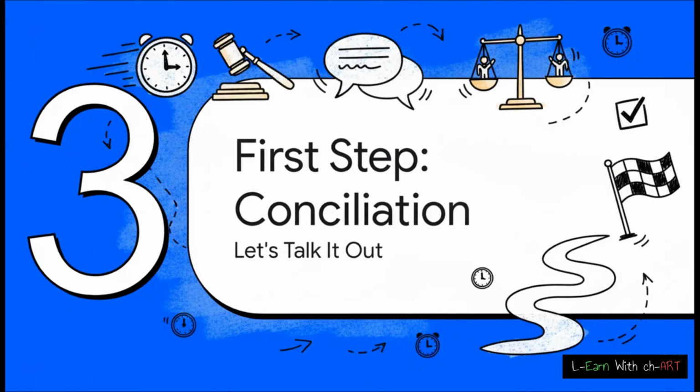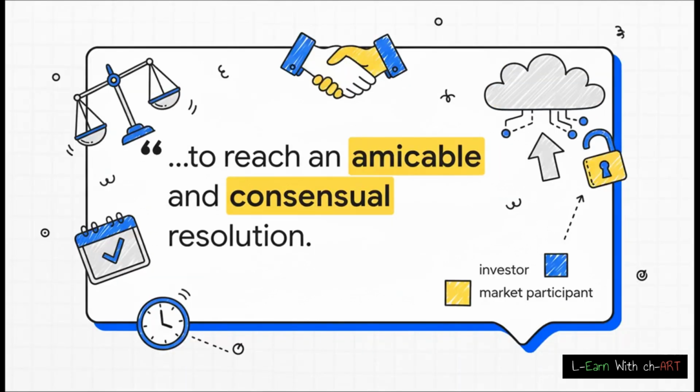Right, so once you're in the ODR system, the first thing that happens is called conciliation. Just think of it as a guided conversation, a chance for everyone to talk it out and find a solution together. The whole idea here is to avoid a big, messy fight. A neutral expert, called a conciliator, is brought in. Their job isn't to pick a winner or loser. Instead, they help both you and the other party find some common ground and hopefully agree on a fair settlement.